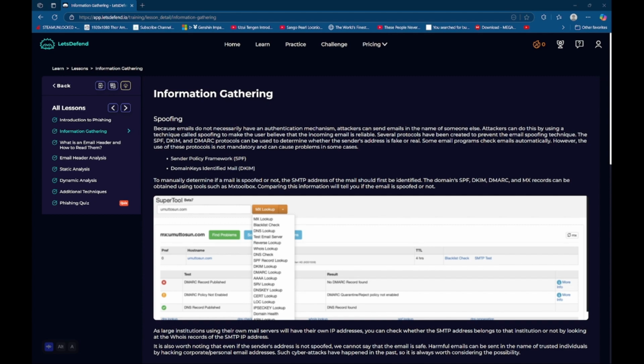But misconfiguration of these policies can also leave room for attack. That's why it's very important to make sure that you are configuring each policy right.